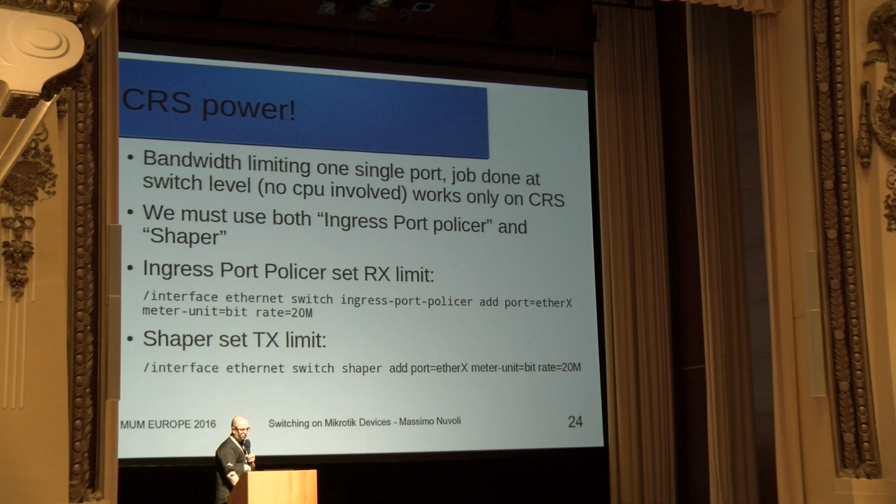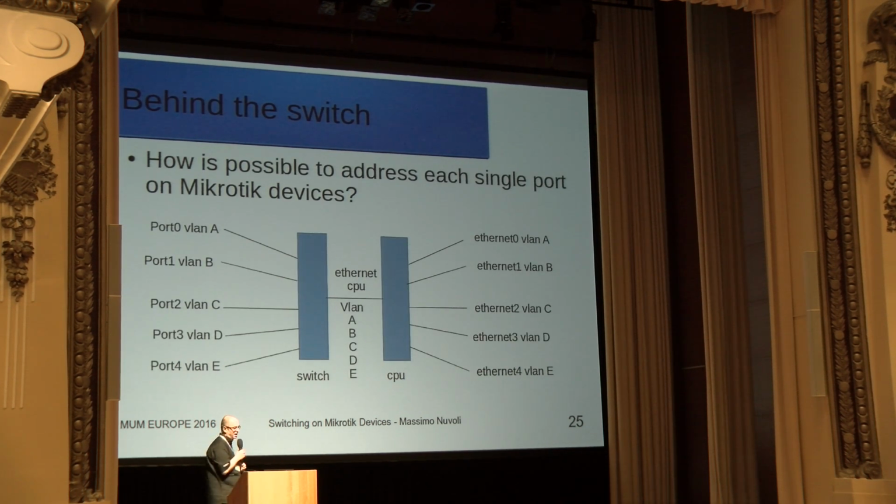Then this is what we looked at inside the switch before: the speed limit, the 2 rules for the ingress and the output. Then this is behind the switch. At the start, I asked if someone is using VLAN, but usually you buy a device that has 5 ports, and this is switched in 1 port inside the CPU, but when you go to the router host configuration, you see each single port. What is possible?